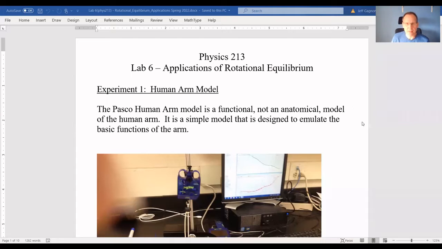Hello, everyone. Welcome to Physics 213. This is Lab 6, which is the second of the two labs on rotational equilibrium. And this one is going to deal with applications.